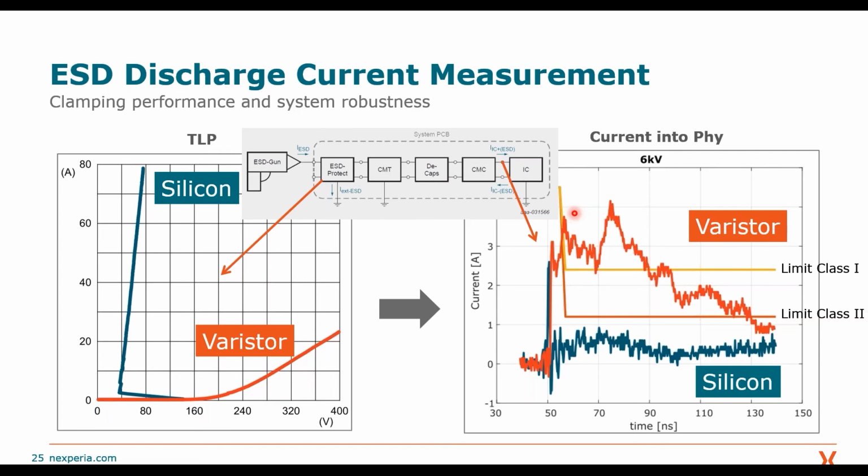And therefore, we want to show you the performance of a silicon part with this TLP curve, and with another part here with a comparable higher clamping voltage. And what we did here, we used this Ethernet network, and we placed both devices, first one and then the other, close to the connector and shot with the ESD gun.